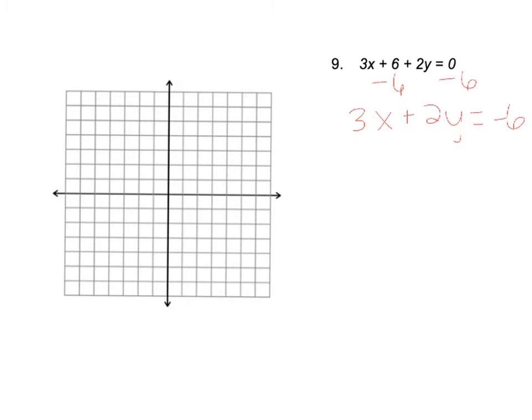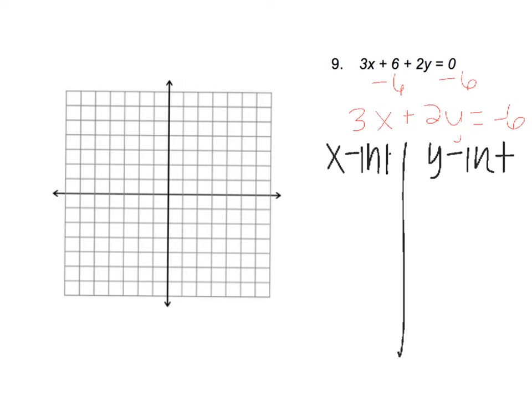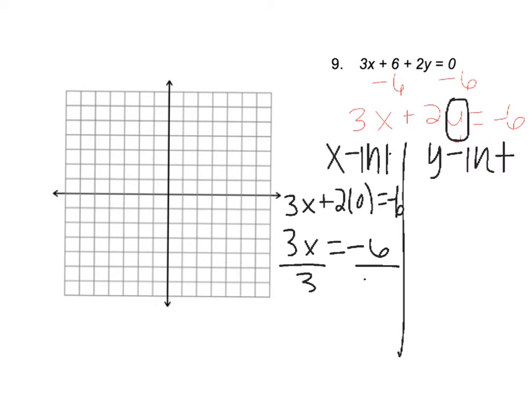So then I'll set up my x-intercept and my y-intercept. With my x-intercept, again, I'm replacing the y here with 0. So I've got 3x plus 2 times 0 equals negative 6. 3x equals negative 6, divide by 3, divide by 3. And I've got x equals negative 2. So my x-intercept is going to be at negative 2, 0.